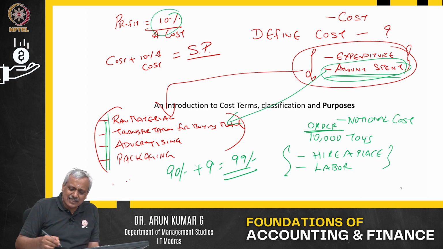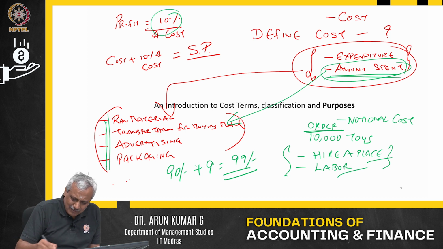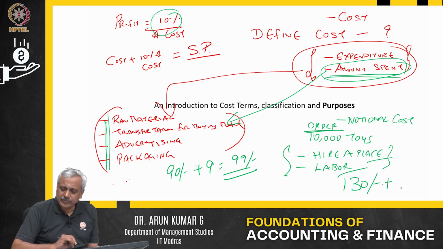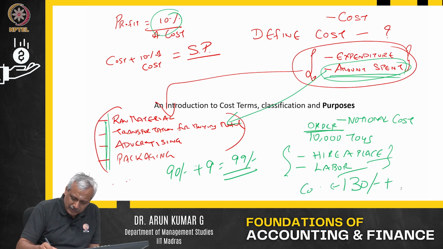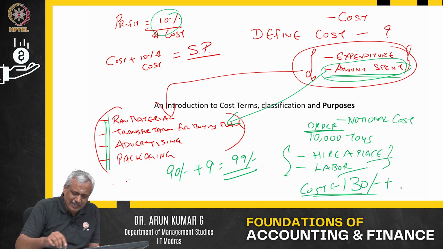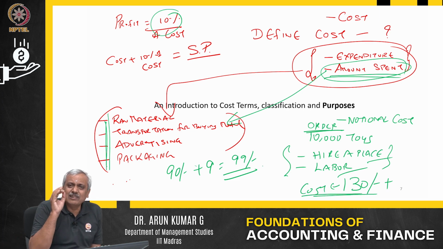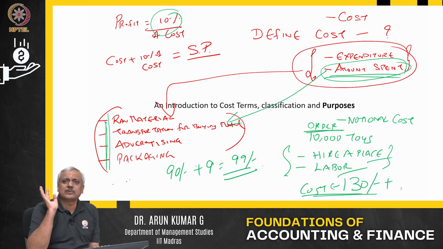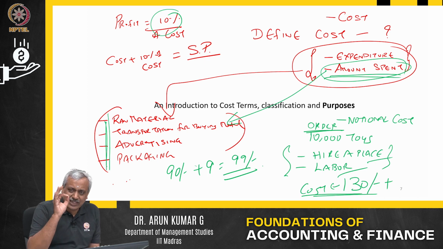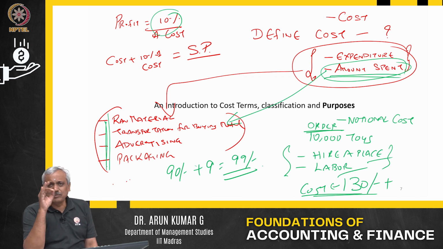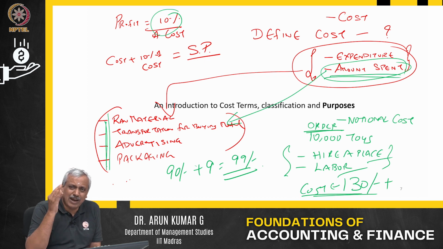And then I realize I have to pay for the place, I have to pay for labor, and I see my cost coming to 130 rupees. And then I have to have a markup. This is only my cost. So, I know that if I sell it at 99 rupees, I will be incurring a loss, miserably incurring a loss of 31 rupees for every toy that I am selling. Imagine for 10,000 toys, what is the loss?